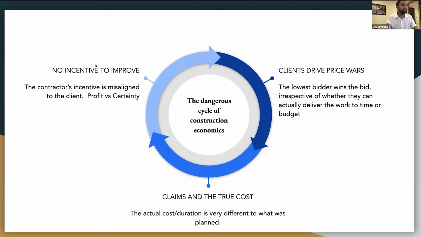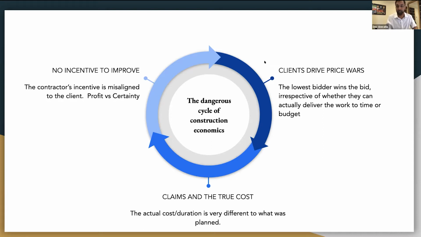And that makes it very hard to create an incentive to improve. Why should the contractor now improve? What happens if one contractor out of 3 that are bidding on a project says, you know what, there's no way we're going to be able to do this for this price and this duration.